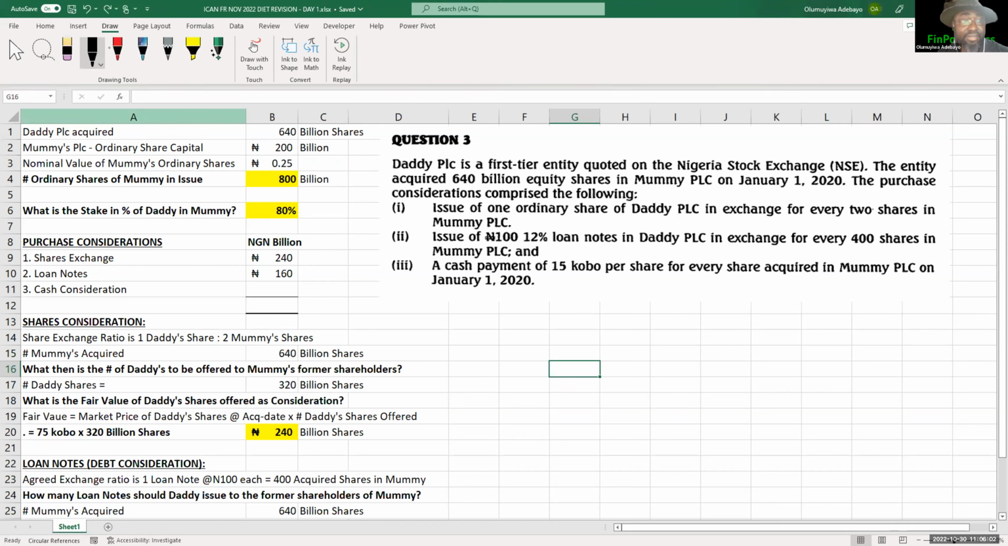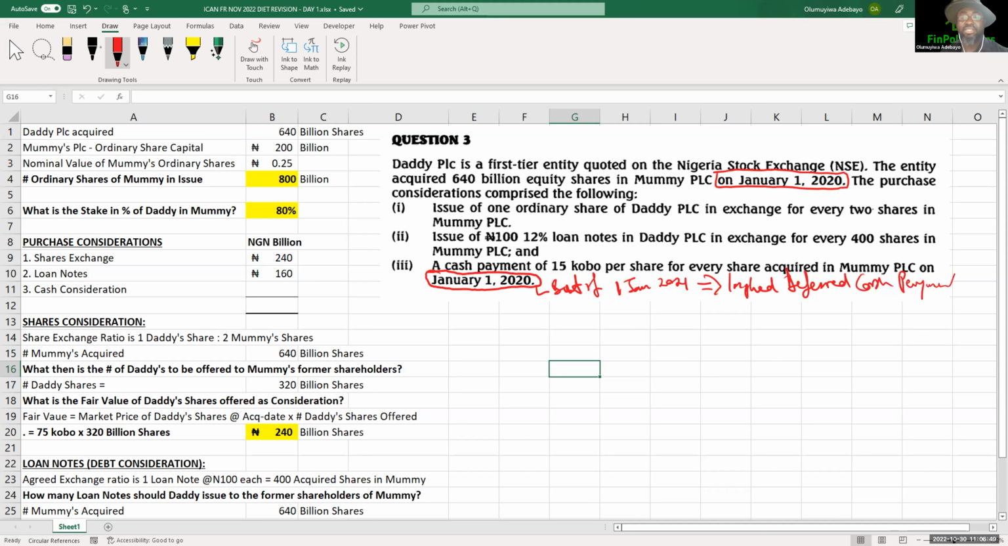Okay. If you check here, the date on which the payment was expected to be made was stated as January 1, 2020. And what is unique about January 1, 2020 is that it coincided with the date of acquisition, which means this is a payment you are making immediately. But if the date had been 1st of January 2021 or thereafter, it would have implied deferred, which means it's something that will be paid what? Later. Does that make sense now?